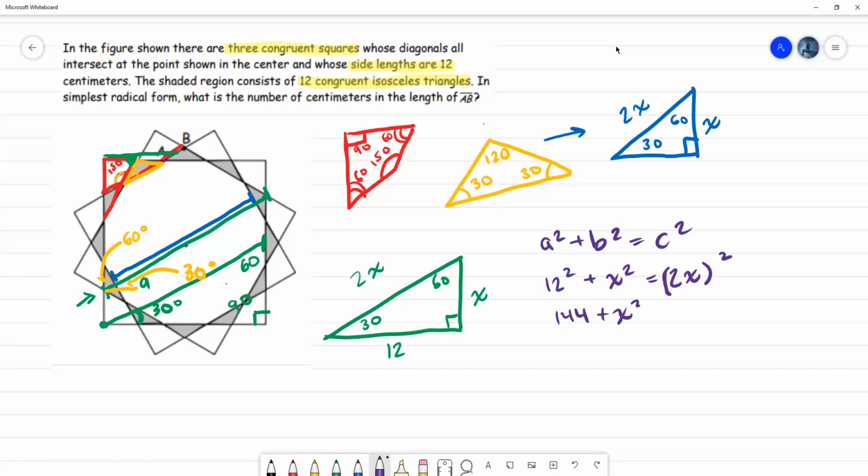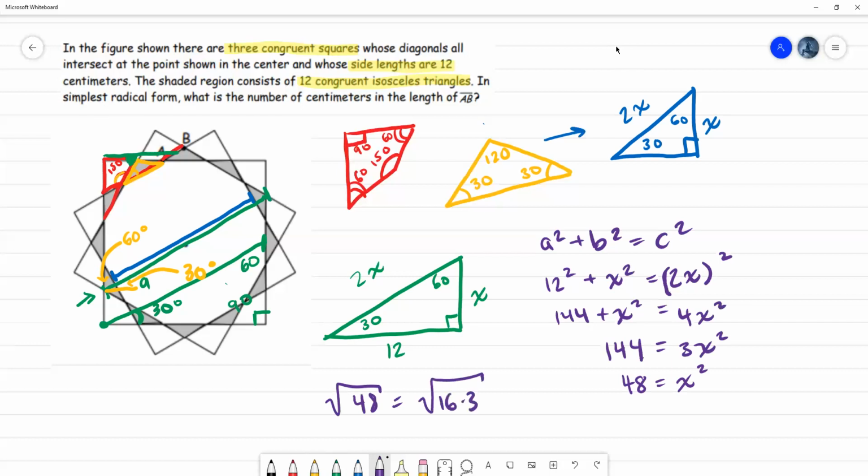144 plus x squared is equal to 4x squared if we distribute the parentheses. Then we have 144 is equal to 3x squared. Divide by 3 on both sides. We get 48 is equal to x squared. So we need to find out the square root of 48. We know that we can do 16 times 3 to get 48, and we can square root 16 to get 4 square root 3.